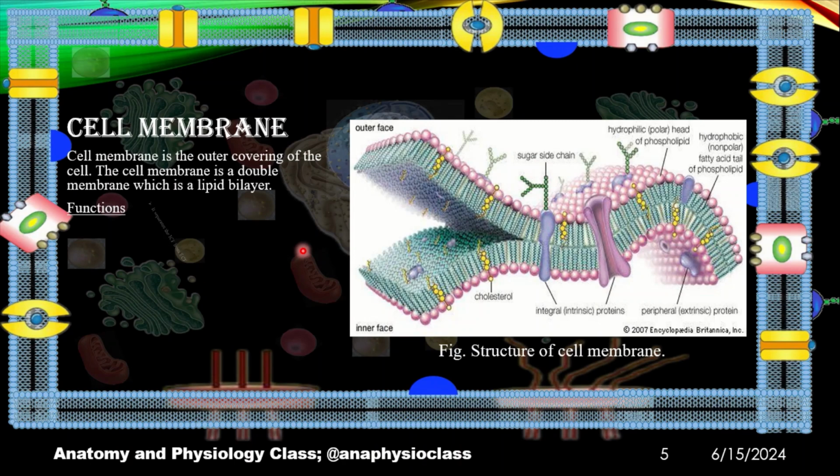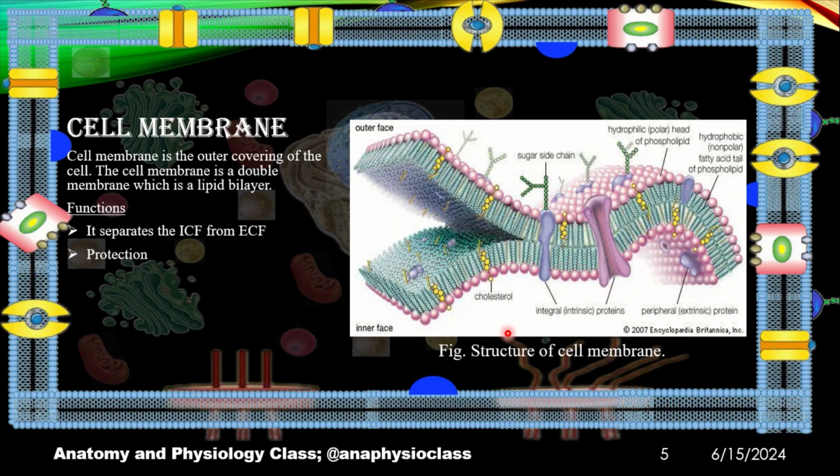So what are the functions of the cell membrane? The cell membrane separates the ICF from the ECF. ICF means intracellular fluid. There is fluid inside the cell, which is known as cytosol. So the fluid inside the cell membrane is known as cytosol. This cell membrane separates this ICF, the fluid inside the cell, intracellular fluid, from ECF, extracellular fluid, the fluid outside the cell.